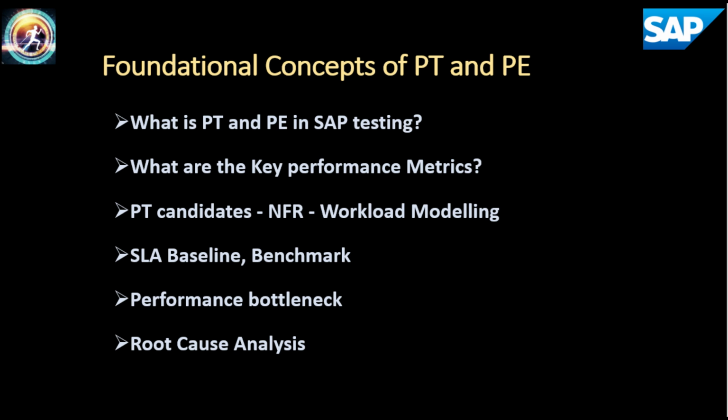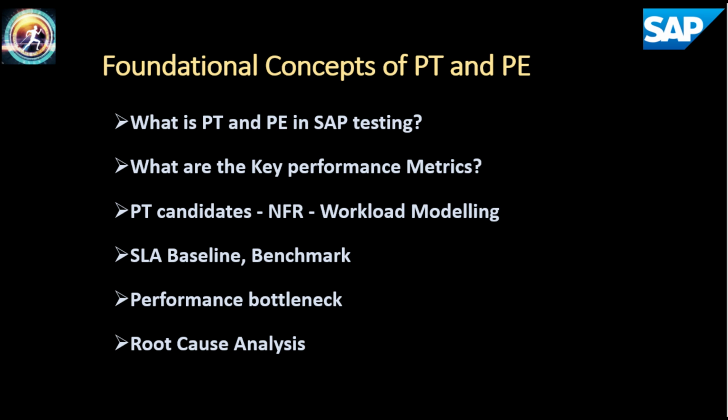For example, criteria number one is business critical transactions. If there is any transaction that is very critical for the business, we need to include that in our performance testing. Criteria number two, high volume transactions. Any transaction where the volume of traffic is very high, we need to consider those scenarios for performance testing. And criteria number three, data intensive transactions. Any transaction that deals with processing a lot of data, we need to consider for performance testing.